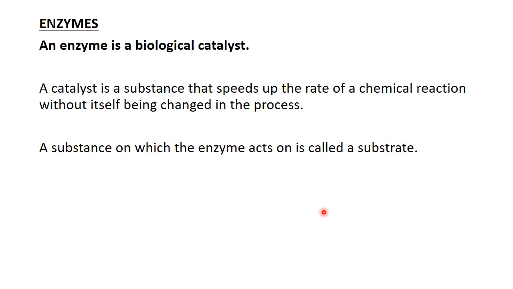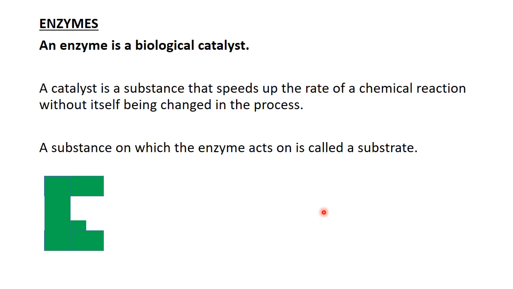A substance on which the enzyme acts is called a substrate. So the way enzymes work, it attaches itself to something called the substrate. Then it will modify the substrate so that when the substrate participates in a certain reaction, the reaction will be faster. So that's what enzymes do. We're going to understand how that happens in just a few seconds. Enzymes have different shapes depending on the substrate they work on.